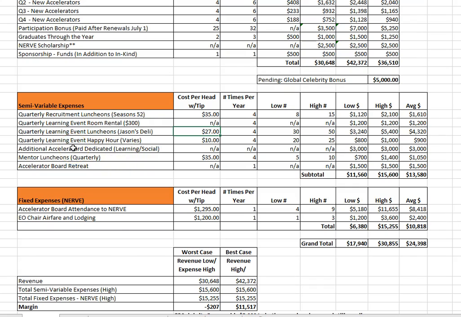Additional Accelerator, dedicated learning and social. So this is for dedicated Accelerator events throughout the year, for learning and social, where they're having their own learning events and own social events. So I've got $3,000 earmarked for that.